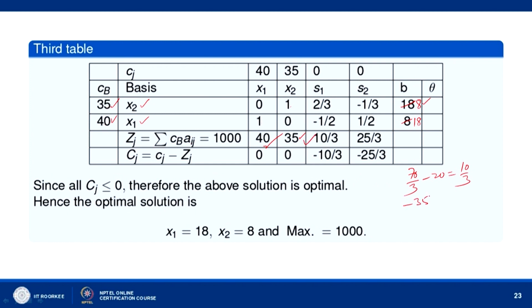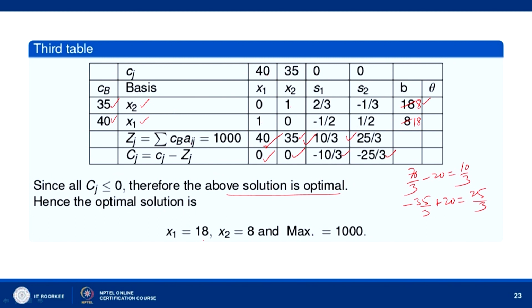And then 35 into minus 1 by 3, so minus 35 by 3, and then 40 into half, we get 20. So, we get 60 minus 35, so 25 by 3 here. Then 40 minus 40 is 0, 35 minus 35 is 0, 0 minus 10 by 3 is minus 10 by 3, 0 minus 25 by 3 is minus 25 by 3. Now, Cj is less than or equal to 0 for all j, and therefore the above solution is optimal.